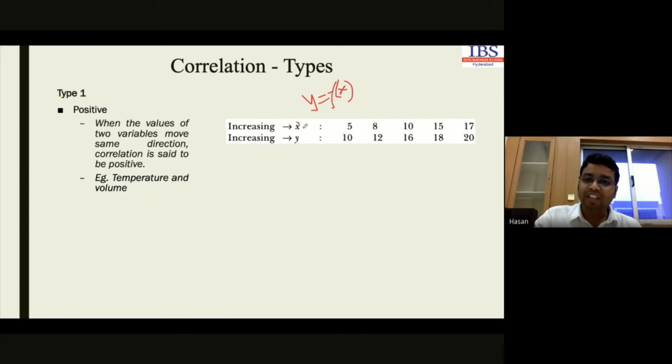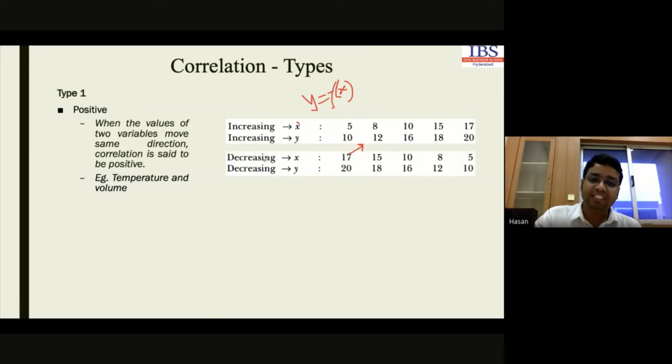If we increase the value for x, it will lead to an increase in the value for y. If we decrease the value for x, it will lead to a decrease in the value for y. This is positive correlation. As x changes, y will change in the same way. If we increase x, y will increase. If we decrease x, y will decrease.